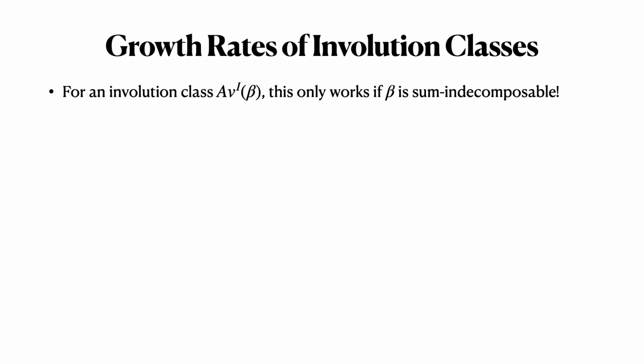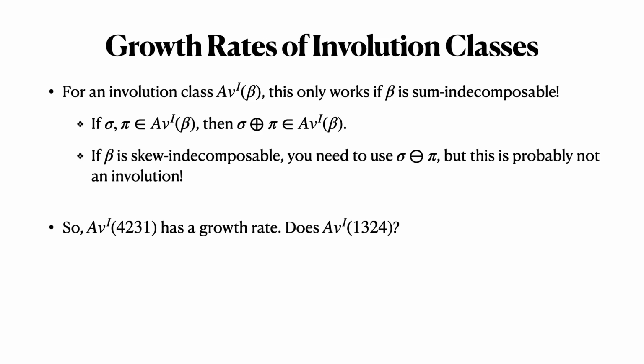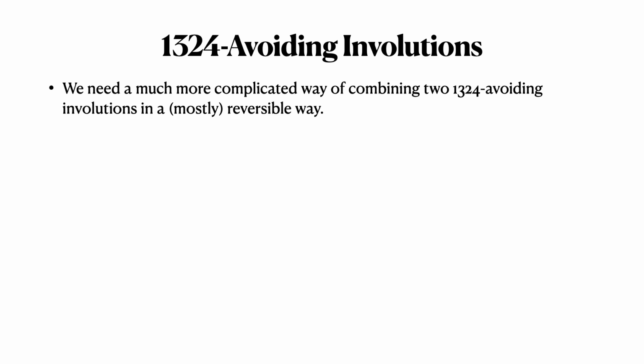This only half works for an involution class avoiding beta. If beta is sum indecomposable, the argument is just fine, but if beta is skew indecomposable, then the construction creates non-involutions. So 4, 2, 3, 1 avoiding involutions have a growth rate, but what about 1, 3, 2, 4 avoiding involutions? The answer turns out to be yes.